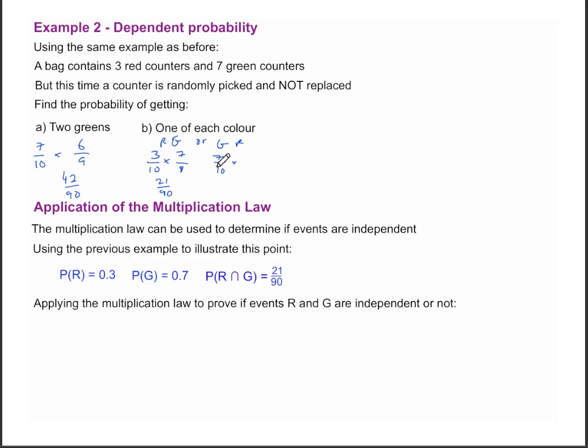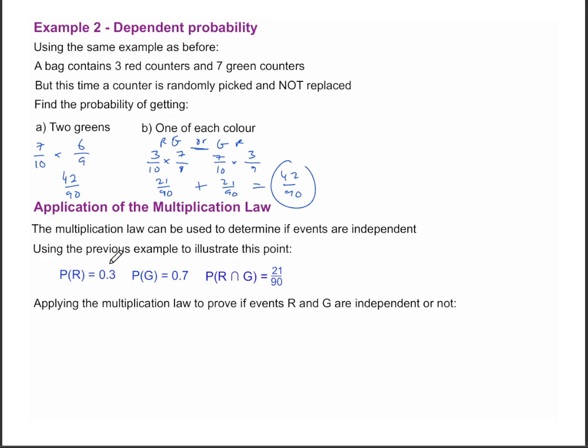Multiplied by, you have removed that green now. So you have, again, 3 reds remaining out of 9 total counters, which again gives you 21 over 90. Which then if you add together, because remember, you have an or, you have red then green or green then red, you'll get a total of 42 over 90. That will be your probability of you getting one of each color.